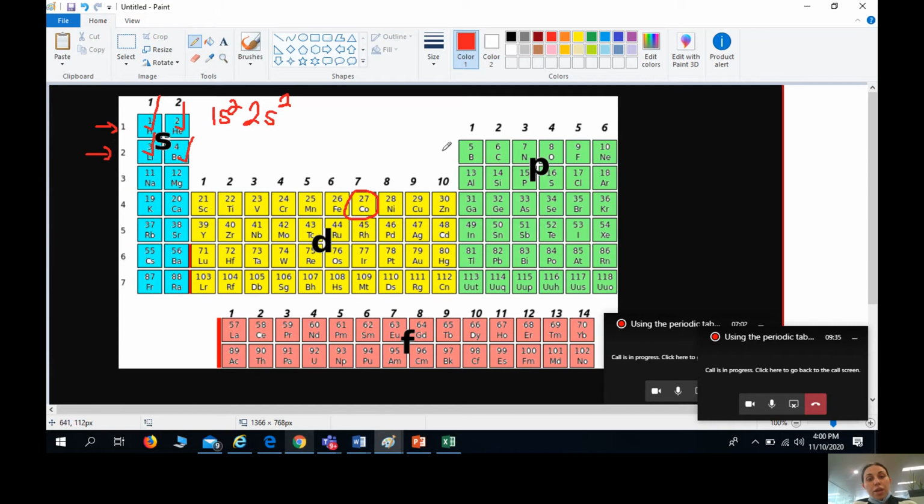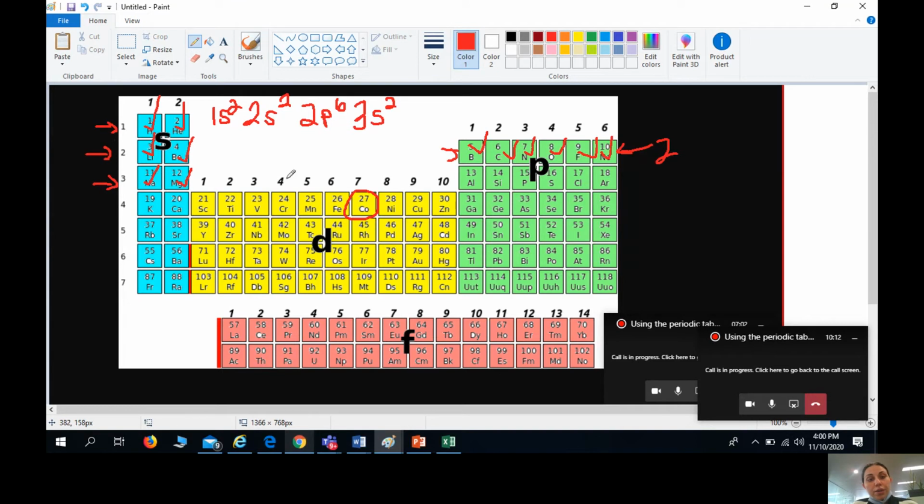All right, then you keep going. Now I'm in the P block. Again, I'm still in row 2, still row 2. So because I'm in the P block, I write 2p. And I have to pass all 6 of these. I have to pass boron, carbon, nitrogen, oxygen, fluorine, and neon. So I'm going to write 2p6 because I have to pass all of those elements. All right, now I'm in the third row. So you write 3. I'm in the S block again, so I write 3s. I have to pass sodium and magnesium, so I write 3s2.